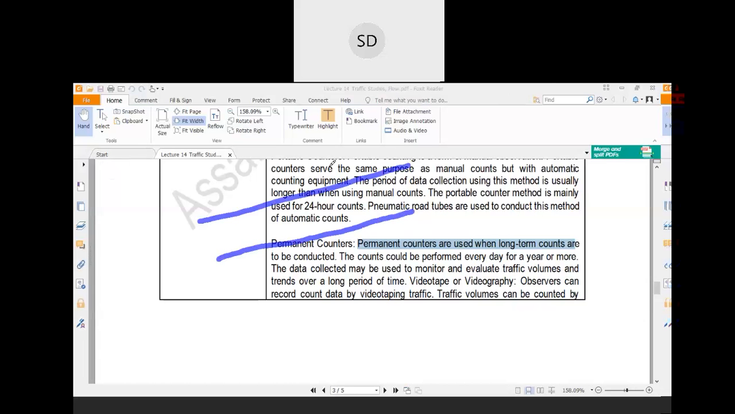One section of the road is there. Suppose one pole is there. On the pole you attach a video camera or other devices, and beside this a control room would be there. A video camera, radar gun or infrared device is used in the permanent counters method. Whenever a vehicle crosses that section of the road, the permanent counters will automatically measure the number of vehicles in different directions.